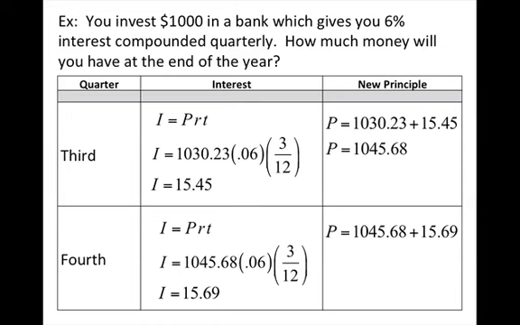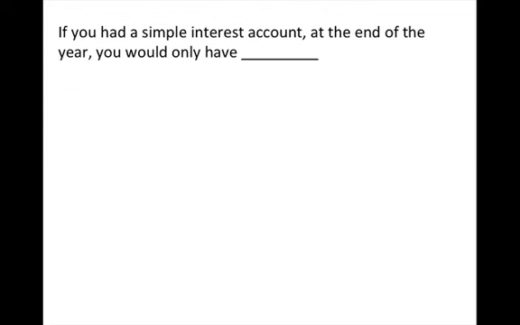So my final principal was the $1,045.68 plus the $15.69. So my final principal is $1,061.37. Well, let's just look at what would have happened if I had a simple interest account.